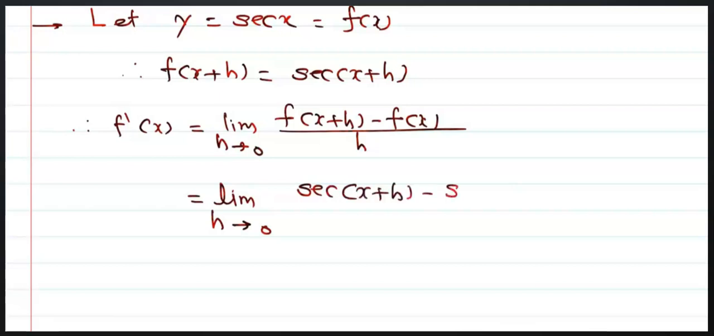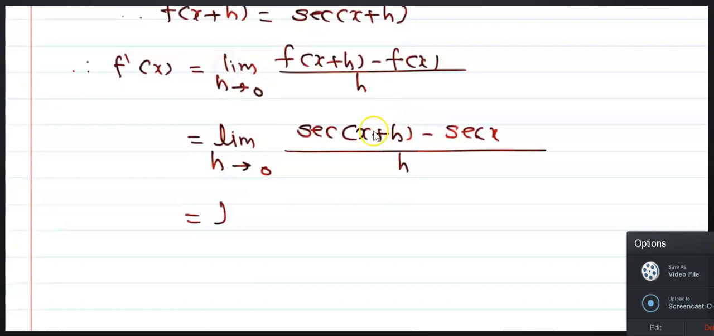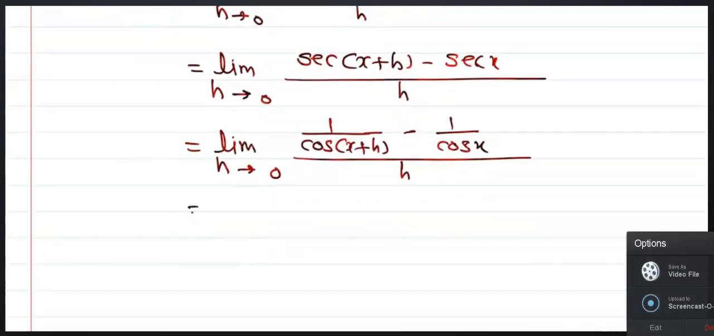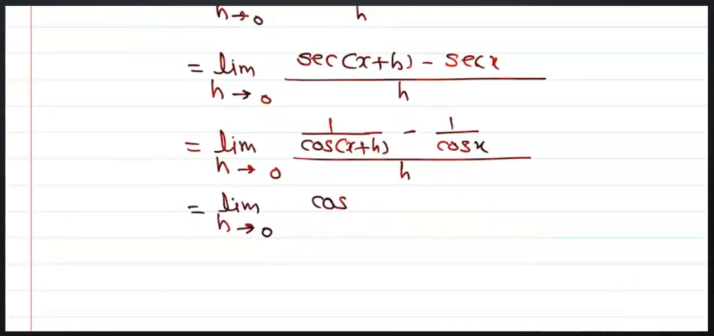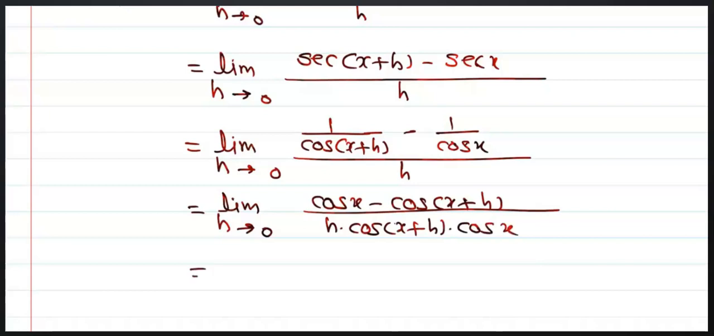Limit h tends to 0, sec of x plus h minus sec of x upon h. Now, to simplify this, sec of x plus h means what? 1 upon cos of x plus h, and then we will make the cross multiplication. Limit h tends to 0, cos of x minus cos of x plus h upon h into cos of x plus h into cos x.